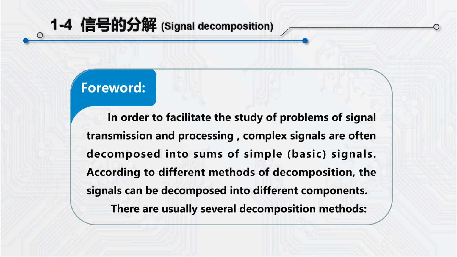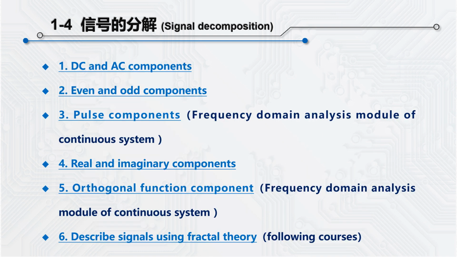Usually, there are the following methods: First, DC and AC component. Second, even and odd component. Third, pulse component. Fourth, real and imaginary components. Next, orthogonal function component. And the last one, using fractal theory to describe the signal. This will be the content of the following lecture.